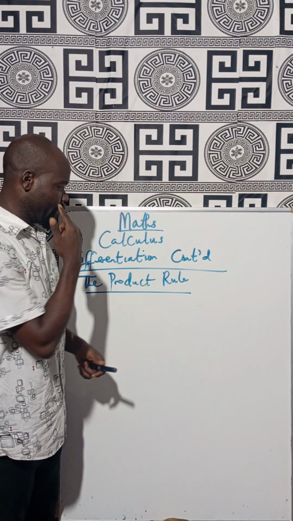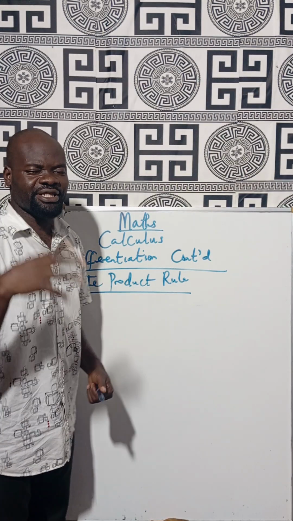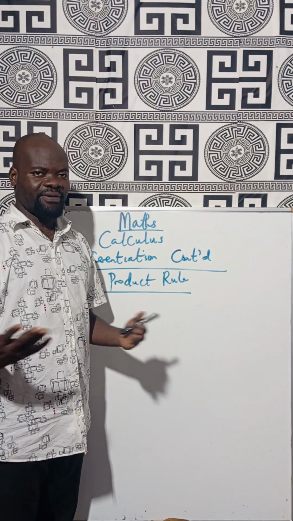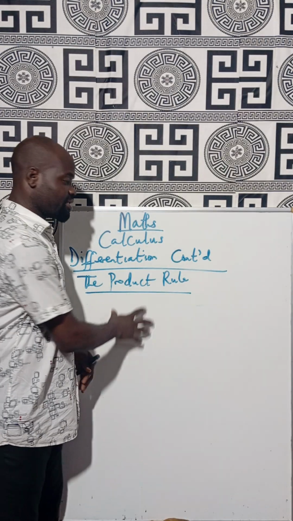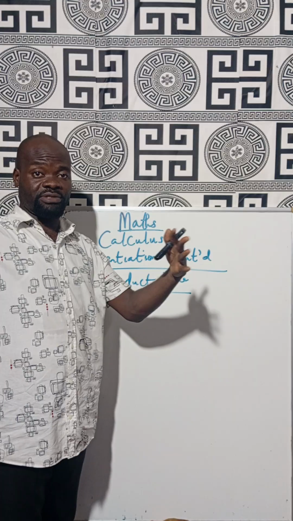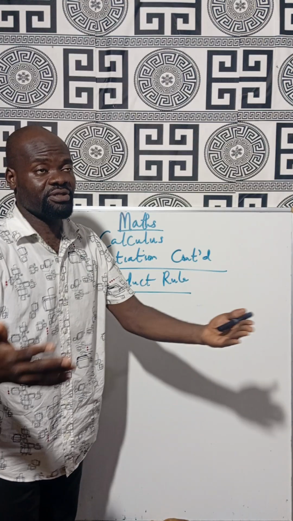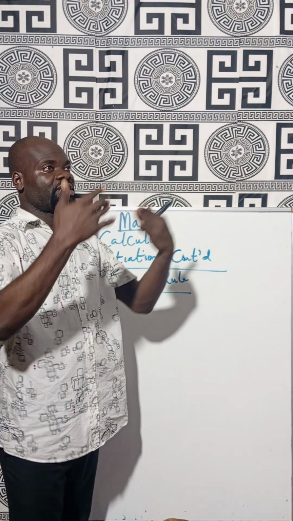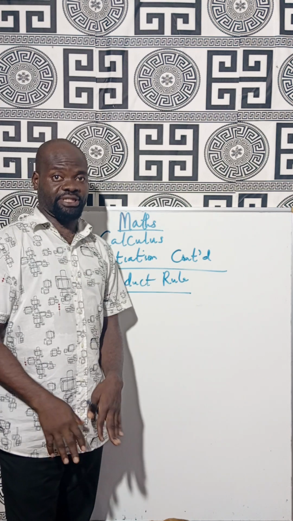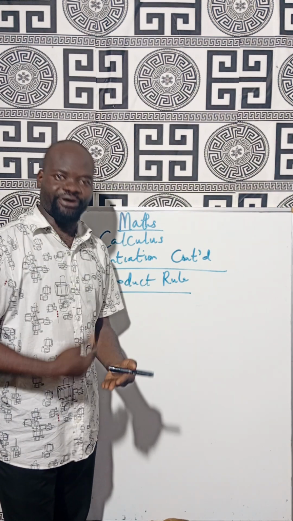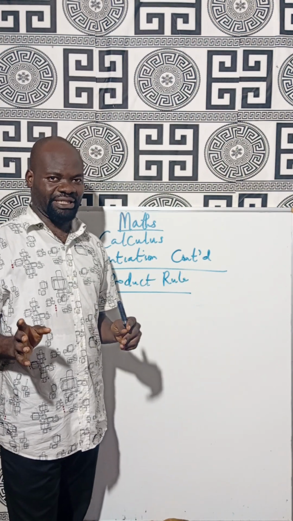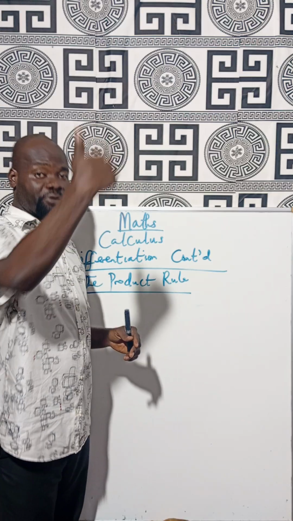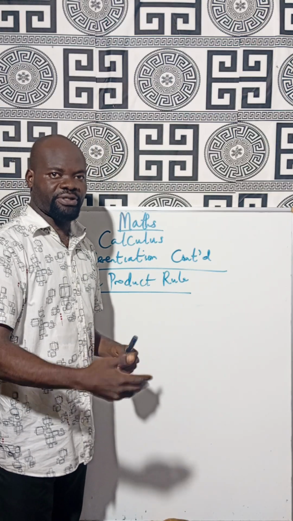So now, product rule. When do we use the product rule? As the name implies, product. Product means you multiply things together. So when your question in calculus comes in the form of products, then apply the product rule. It's as simple as that. You understand me now? When your question comes in product form, apply the product rule.